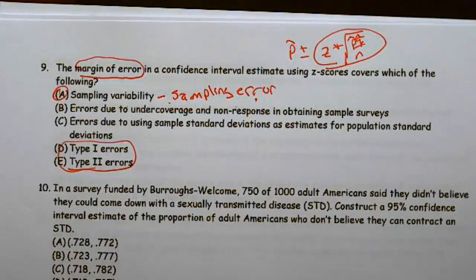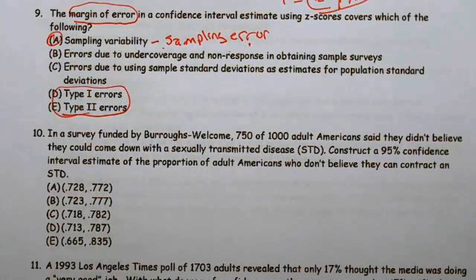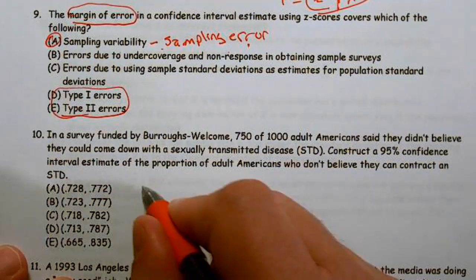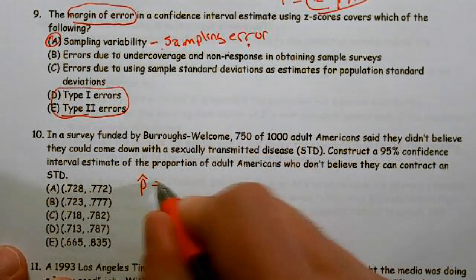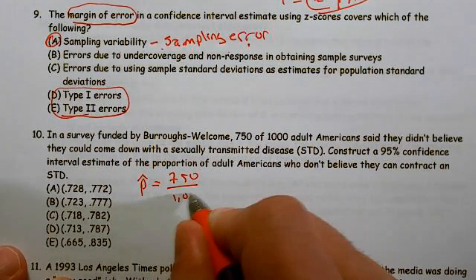All right, so in a survey funded by Burroughs Wellcome, 750 of 1,000 Americans said they didn't believe they could come down with a sexually transmitted disease. Construct a 95% confidence interval estimate of the proportion of adult Americans who don't. So this came from the sample, all right? So in this case, I have a p hat equal to 750 over 1,000.